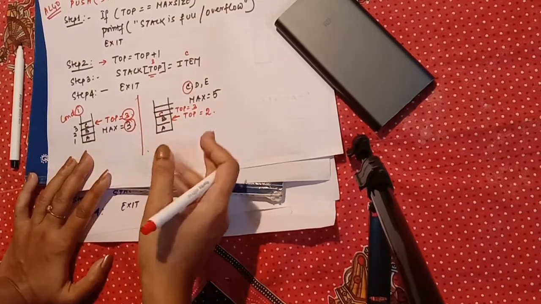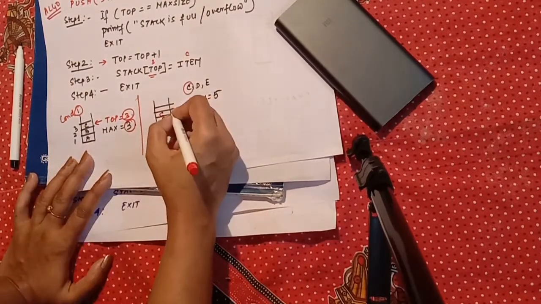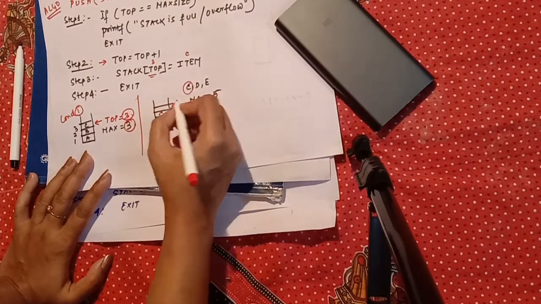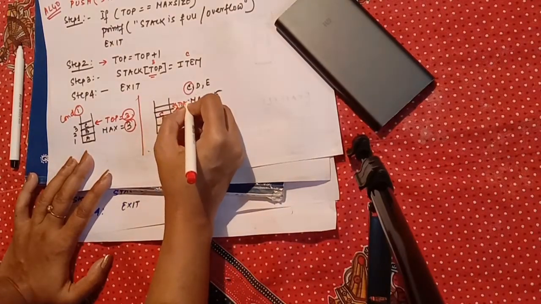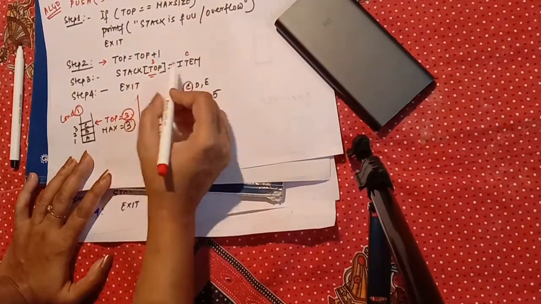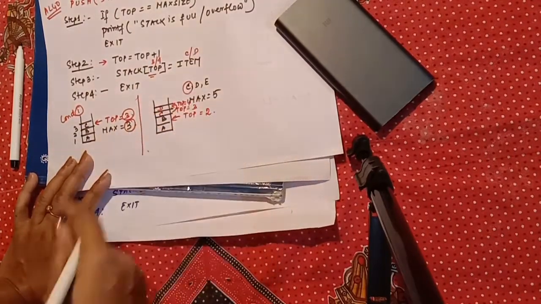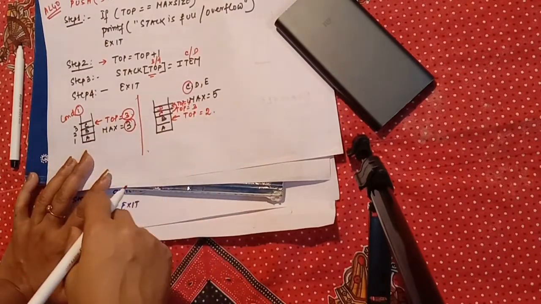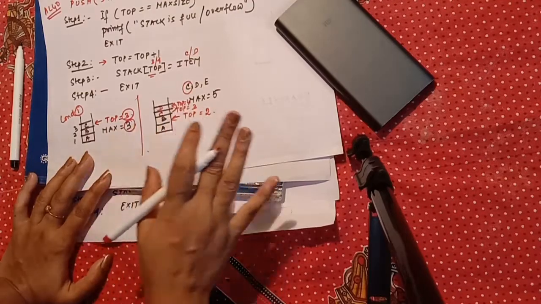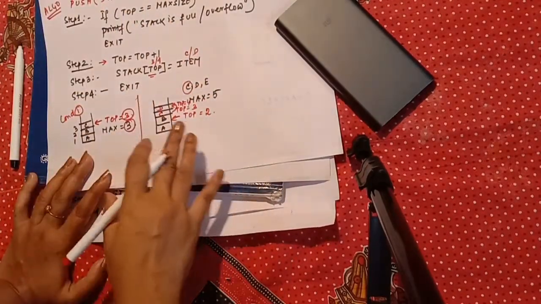Next, if we want to insert the element D, first again we have to increase the value of top. Now the value of top is equal to 4, and at this position 4 we will insert the element D. This is how we can insert an element as long as there is space in the stack. Hope this push operation is clear to you all.